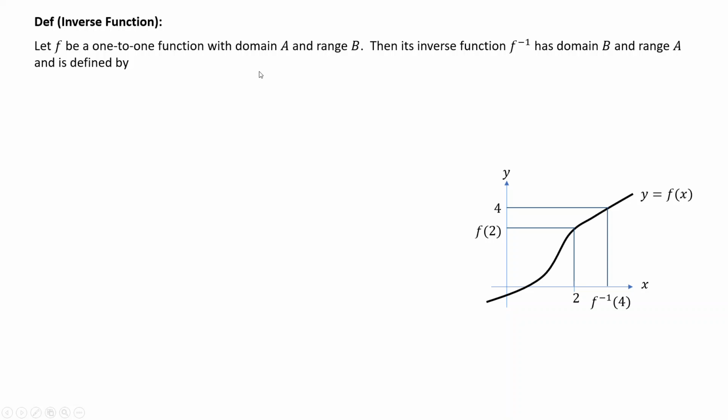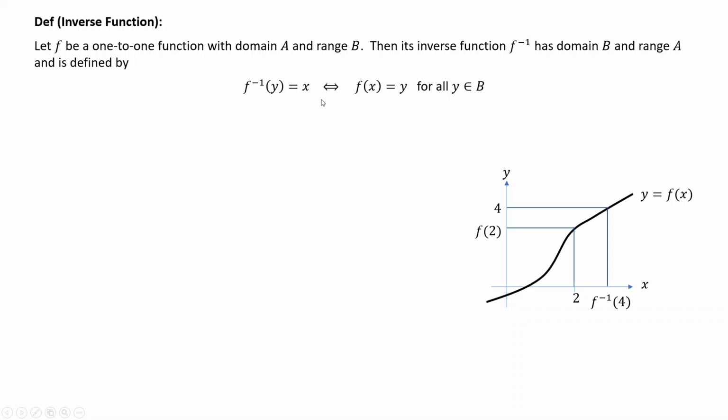Then its inverse function f inverse has domain B and range A. Right? If the function itself has domain A and range B, then the inverse function will have a domain of B, what was the range for f, and its range would be A, what was the domain for f, and is defined by f inverse of y is equal to x.